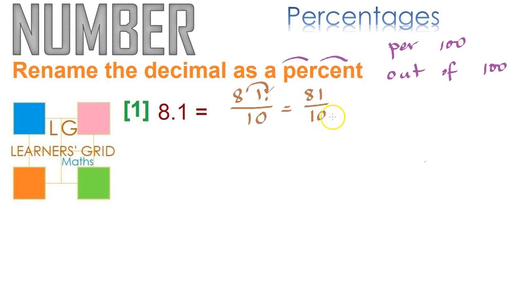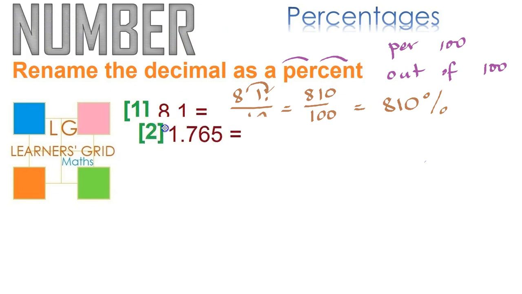I said I needed my denominator to be out of 100. So I can do that simply by multiplying 81 by 10 and 10 by 10. If I multiply 10 by 10, I get 100. If I multiply 81 by 10, I get 810. And this is now out of 100. So the percent, very simply from here, is 810%. Okay, that's one example.